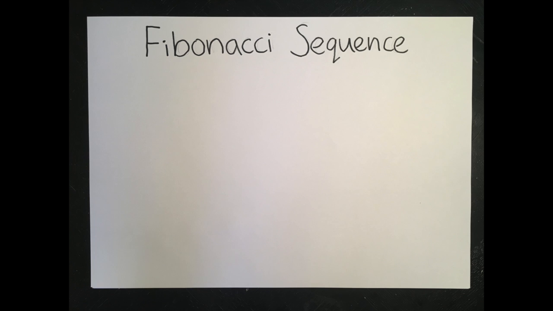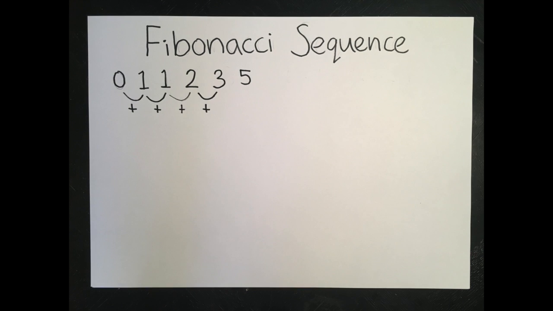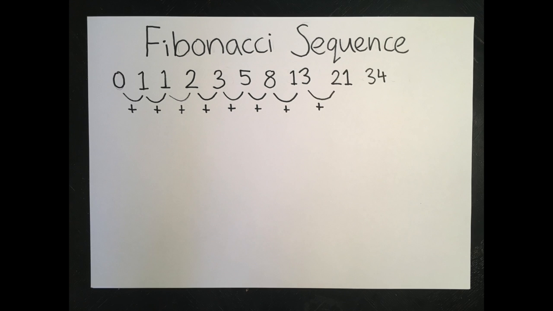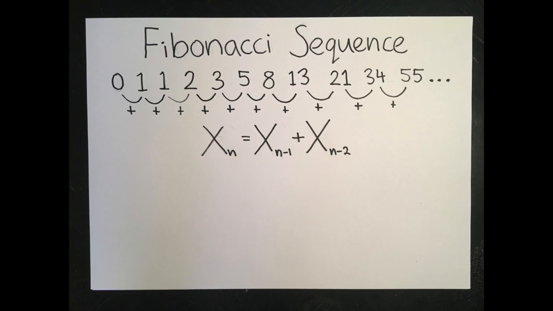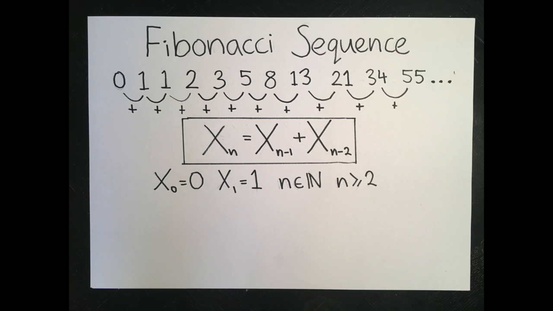The Fibonacci sequence is a sequence of numbers where the starting values are 0, then 1. Then the third, fourth and fifth to nth terms can be found by adding the two previous terms in the sequence. Therefore, the Fibonacci sequence can be written as a second-order linear autonomous difference equation.